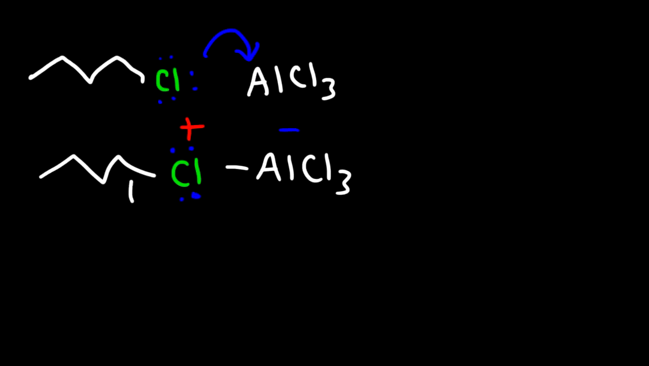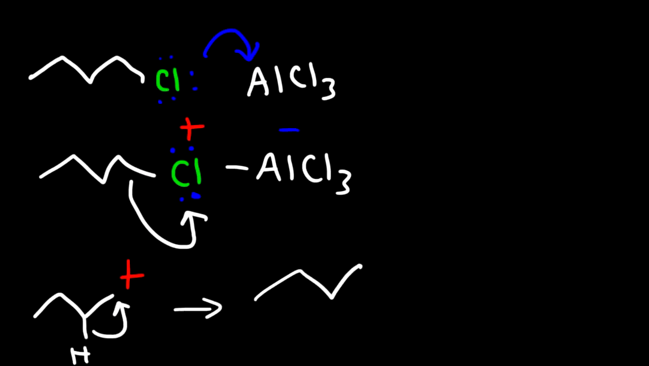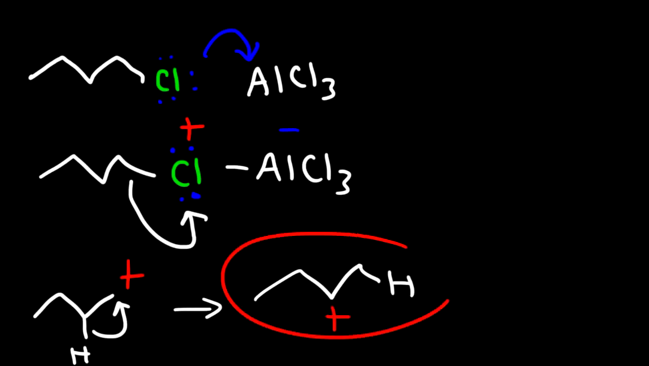Now, if we kick out the chlorine group right now, we're going to get an unstable primary carbocation, which we could do a hydride shift on to get a more stable secondary carbocation. And this is the species that's going to react with the benzene ring. This is the electrophile, our E+ reactant.